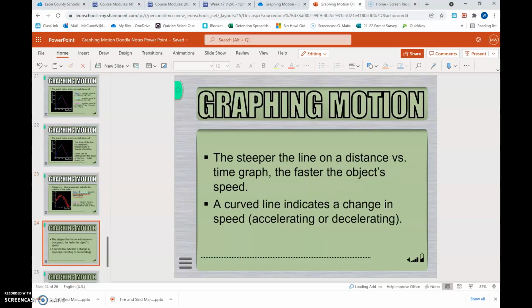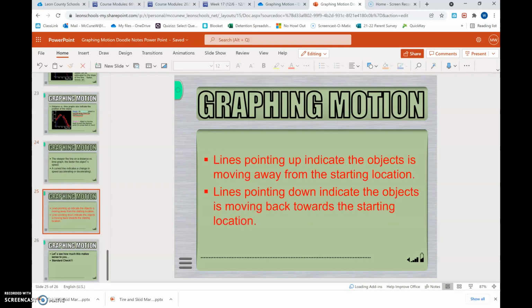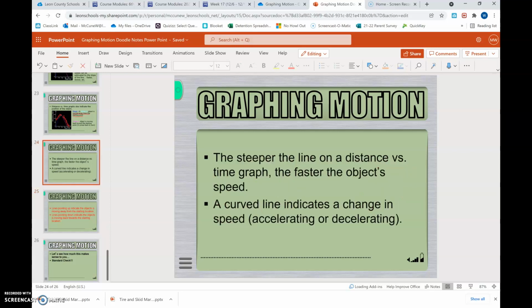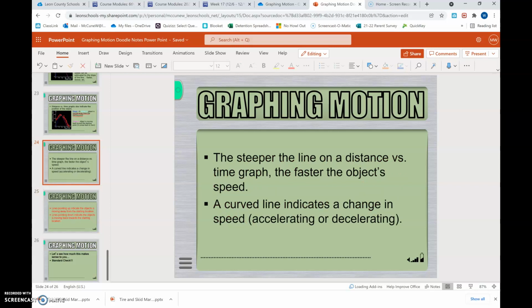All right. Now remember, the steeper the line on a distance time graph, the faster the object's speed is, and a curved line indicates that the speed is changing. Lines pointing upward indicate the object is moving away from the starting location, and lines pointing downward indicate that the object is moving back towards the starting location. If you can remember these 4 points right here, you understand graphing motion.